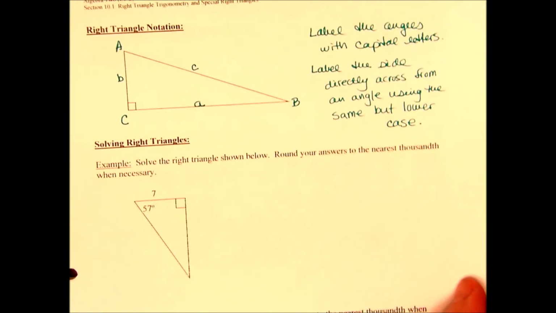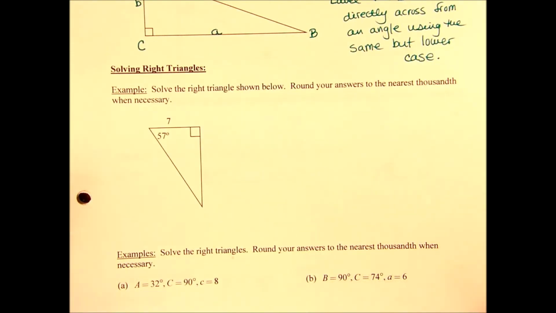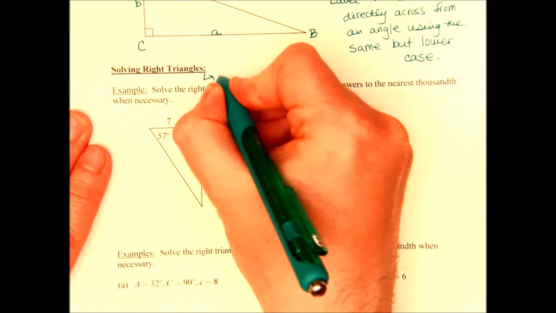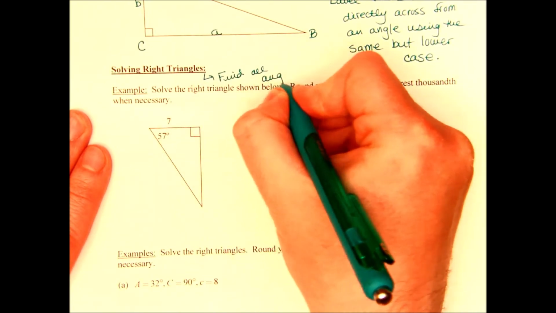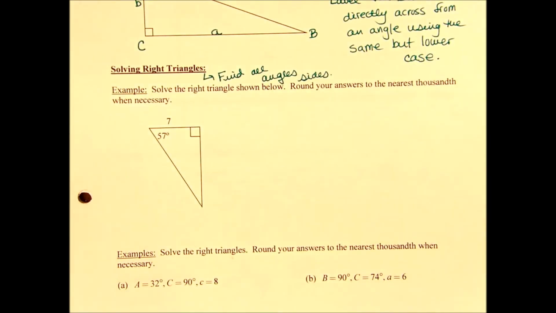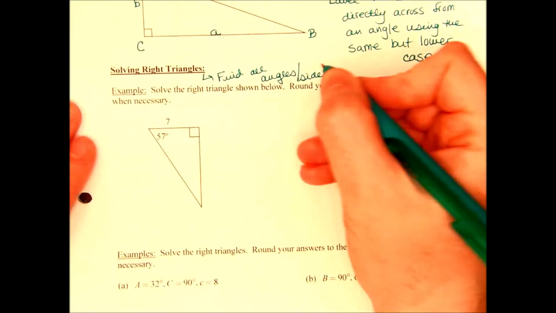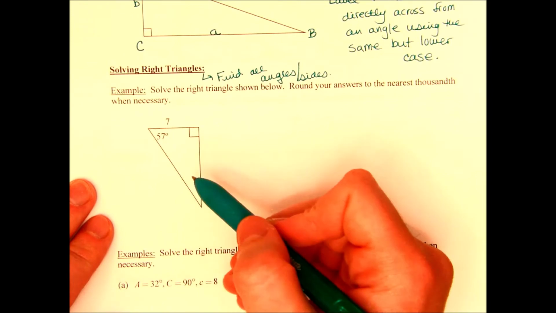The next thing we need to look at, we're going to call solving right triangles. And to solve a right triangle, we basically need to find all the angles and sides of the triangle. We're going to do this using what we know about trig and also making use of the trig features of your calculator.